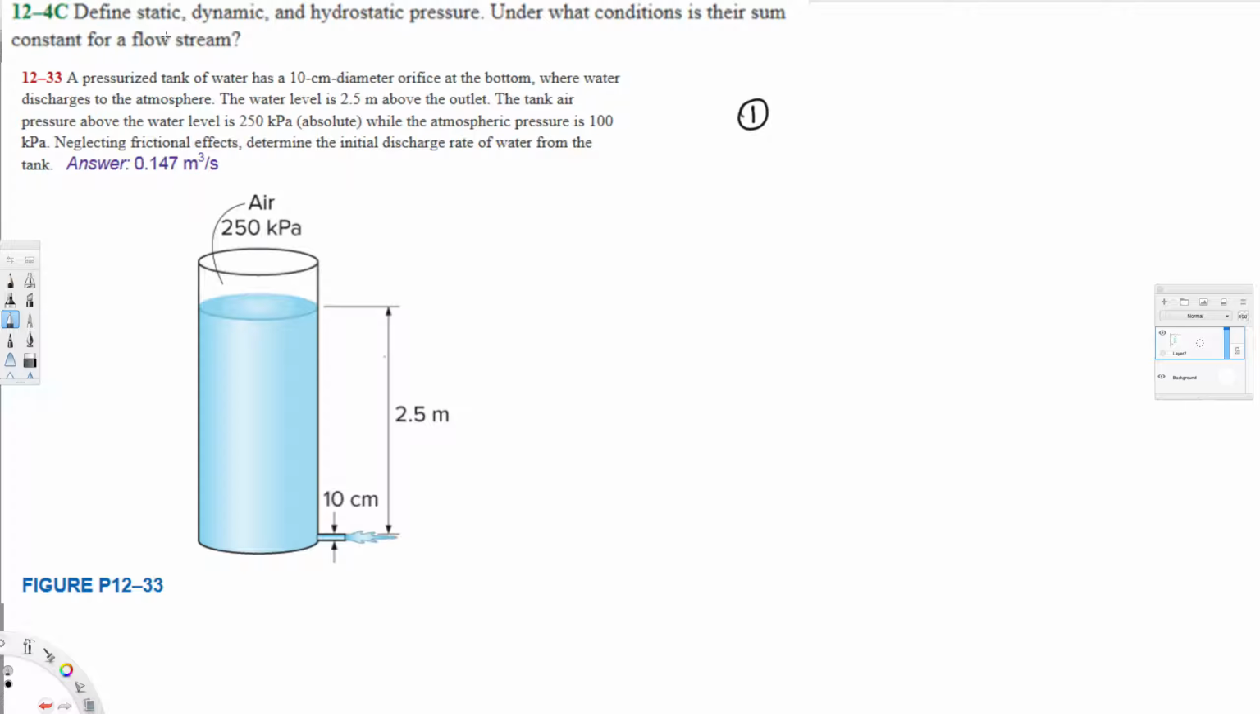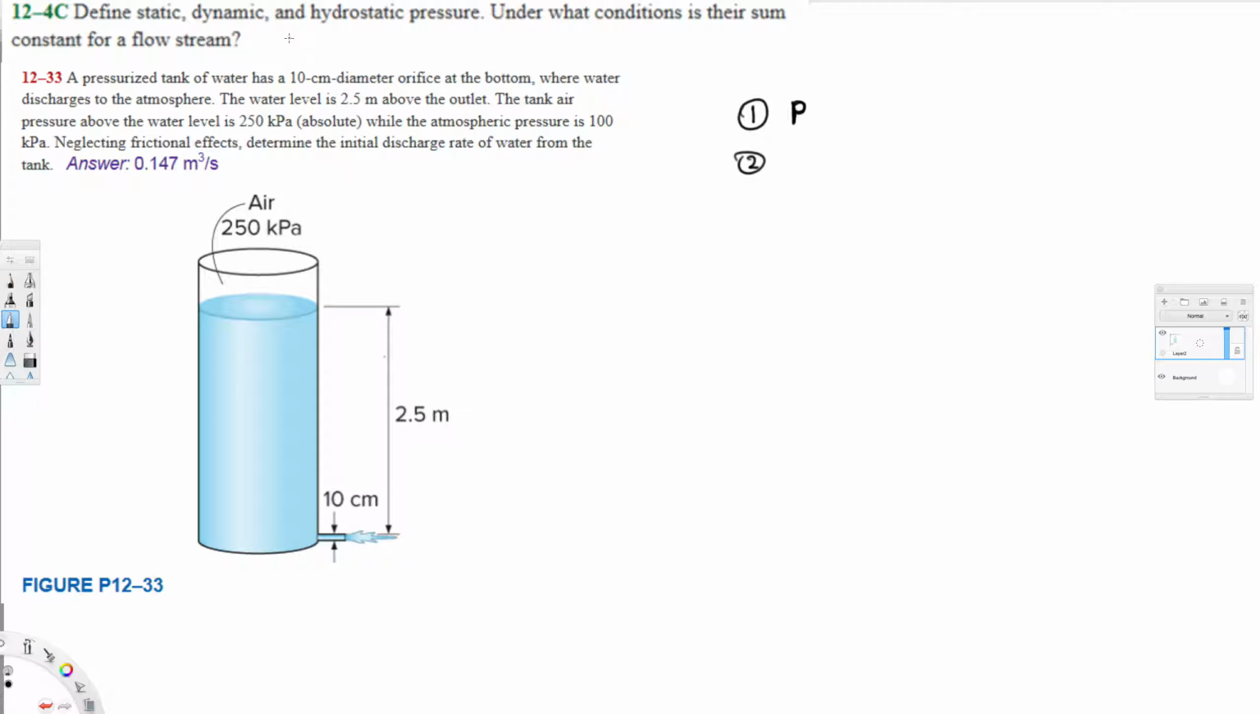So first of all, what is static pressure? Static pressure is the actual pressure of the fluid. So we denote that one as P. And the second question is, what is dynamic pressure?